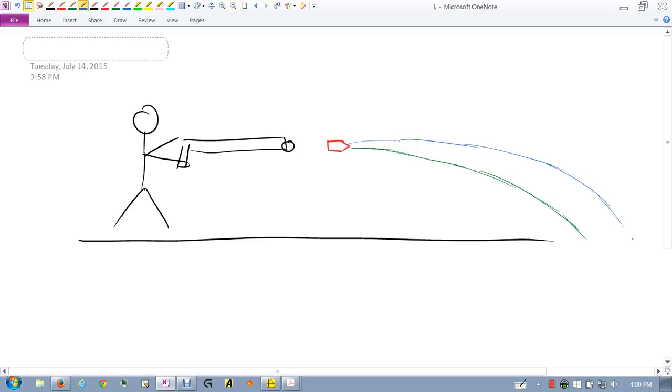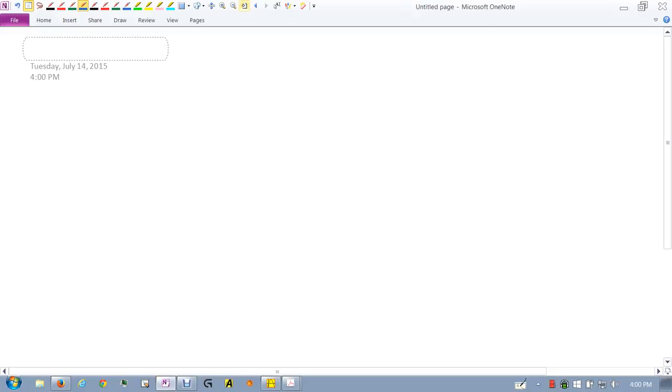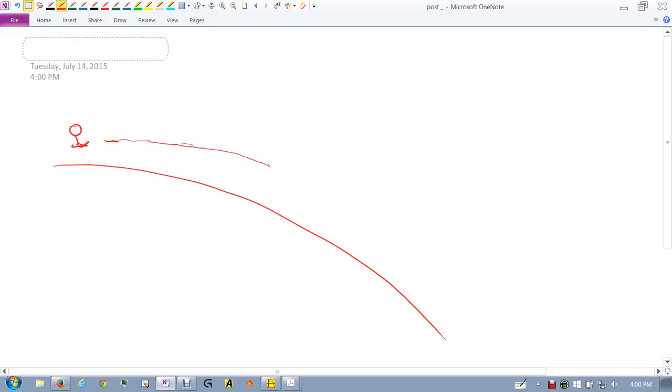What if I shoot this bullet so fast that, well, we know that the Earth is curved, right? What if I stand here and shoot my bullet so fast that as it falls, the Earth curves away from it? So it's moving so fast that it's trying to fall, but the curvature of the Earth is curving away from it as it falls. So it's just continuously falling. That's what a satellite is.